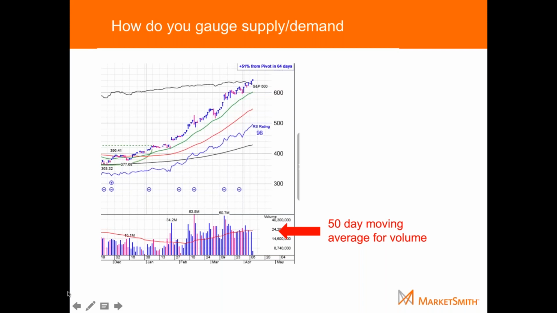Okay. Let's see here. Yeah, so I got a question from Rick asking about dark pools. Do dark pool trades show up in MarketSmith, and do high frequency trades show up in MarketSmith? So I'm just going to answer this question real quick.